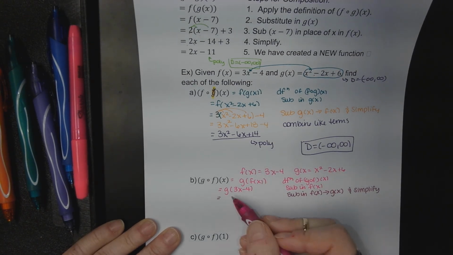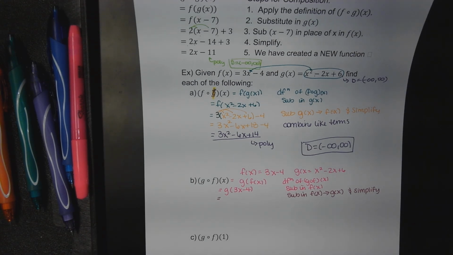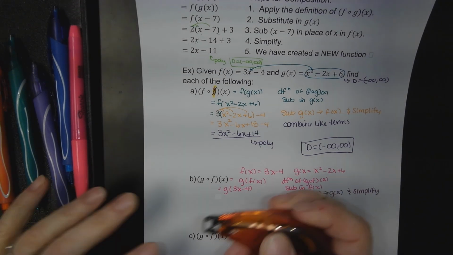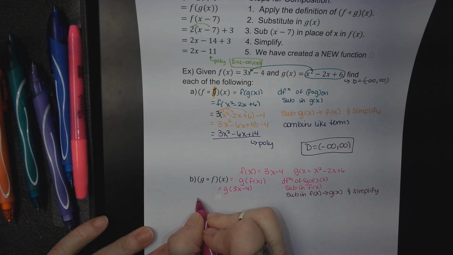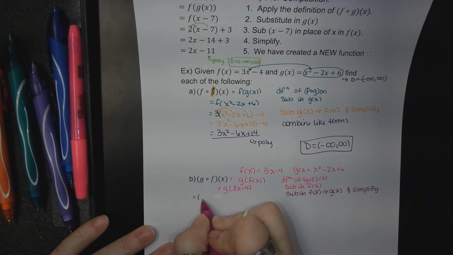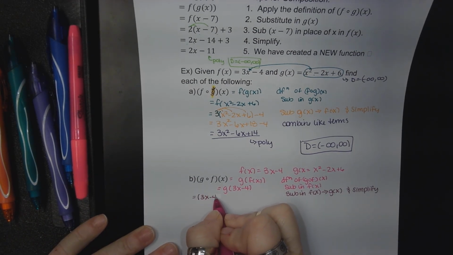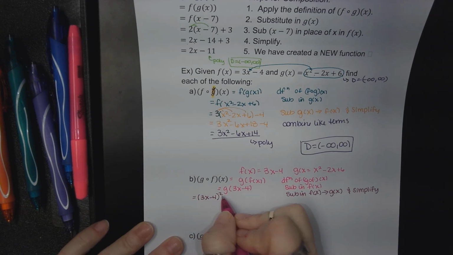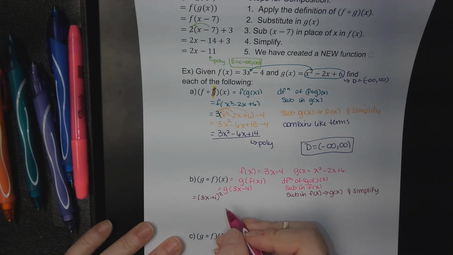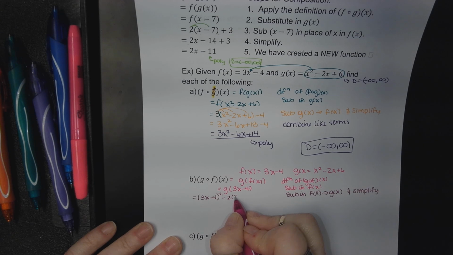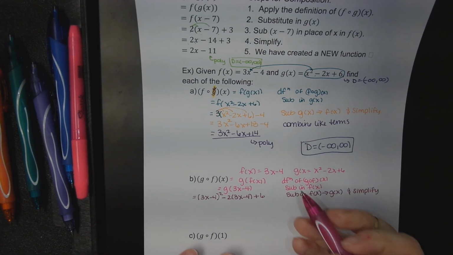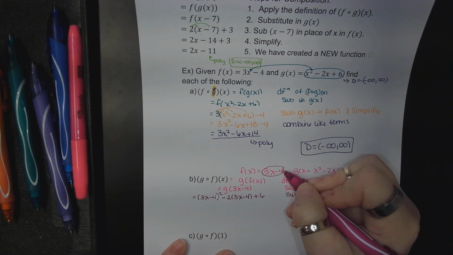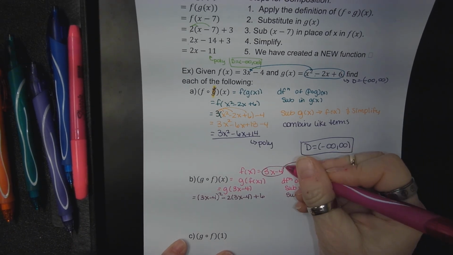So everywhere there's an x here, we're going to plug that in. I'm going to scoot over a lot more. So for x squared, we're going to have 3x minus 4 squared, right, for that one. Minus 2 times 3x minus 4 plus 6. So we just took this and put it in for every x.